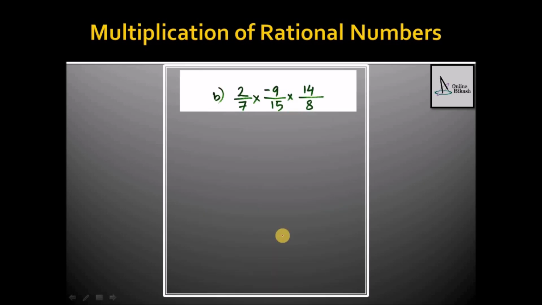Now we are getting a simplification type question. Simplify. Though I have written multiplication of rational numbers, it is more like a simplification. In this case, 2 by 7 into minus 9 by 15 into 14 by 8.